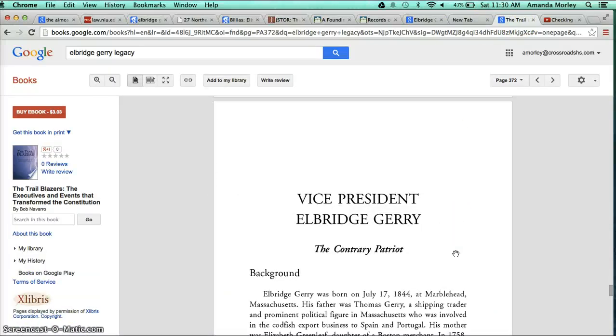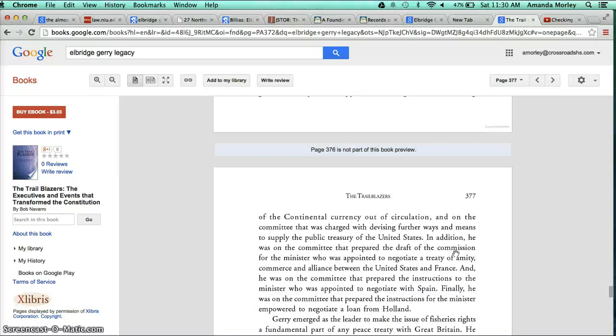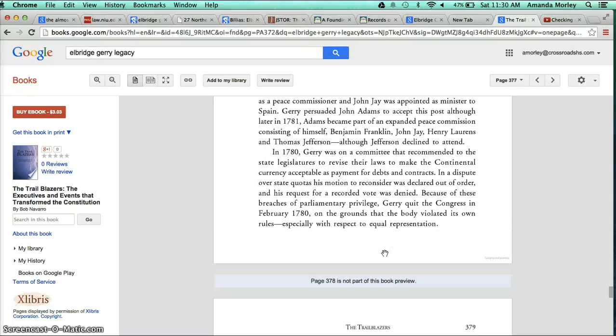I also found Vice President Elbridge Gerry, the Contrary Patriot. Lots of background information. Now some of the pages are taken out, but this is a chapter in a book, The Trailblazers, the Executives and Events that Transformed the Constitution.